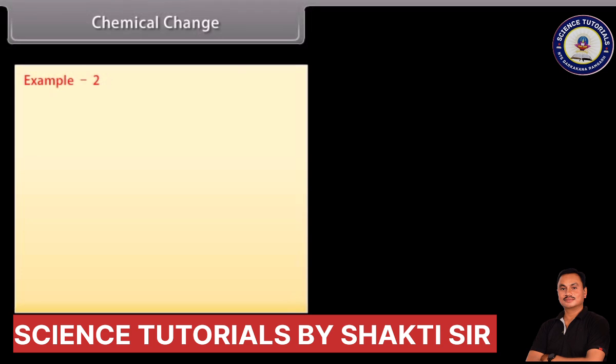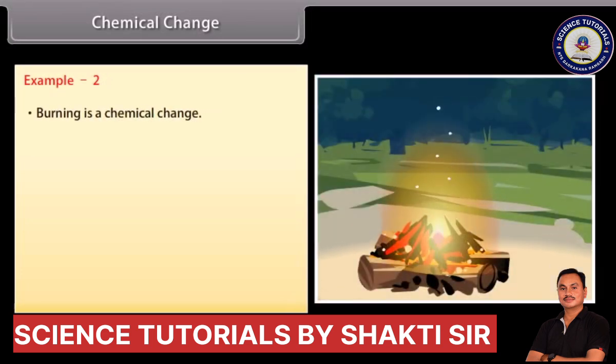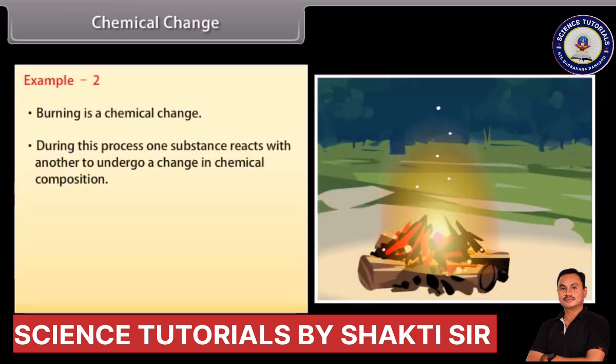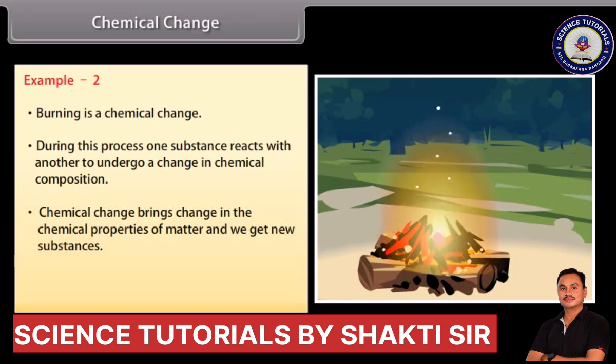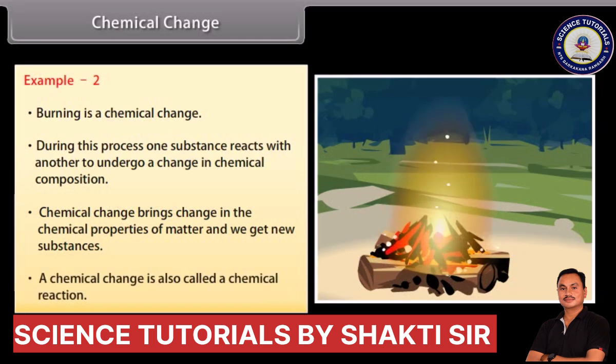Example 2. Burning is a chemical change. During this process, one substance reacts with another to undergo a change in chemical composition. Chemical change brings a change in the chemical properties of matter, and we get new substances. A chemical change is also called a chemical reaction.